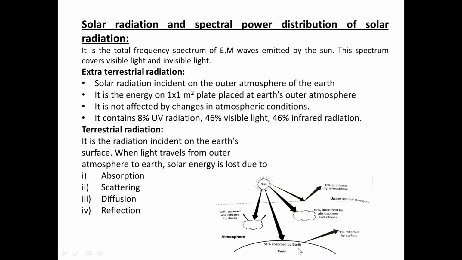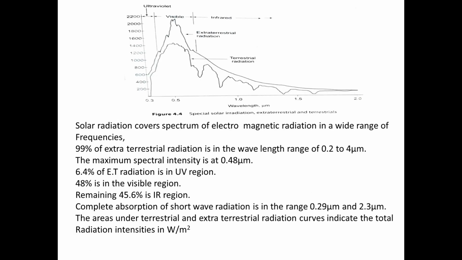So the total radiation is not absorbed by the earth. Some of the radiation is lost due to scattering, reflection and absorption. So like this, so much radiation is lost. So this is about extraterrestrial radiation and terrestrial radiation. Then we'll move to another topic, namely spectral distribution of solar radiation. How the solar radiation is distributed, we can show in a graphical way.